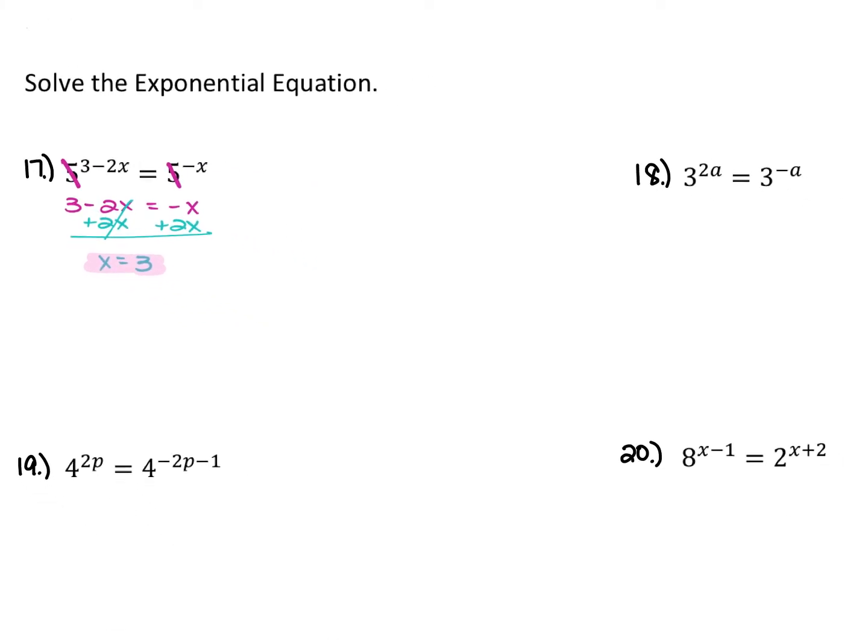For 18, we have 3 to the power of 2a is equal to 3 to the power of negative a. Your 3's are the same, so they're going to cancel. You're just going to work with the 2a is equal to negative a. We're going to move that negative a over by adding it to both sides. This gives us 3a is equal to 0. Divide each side by the 3, and you have that a is 0.